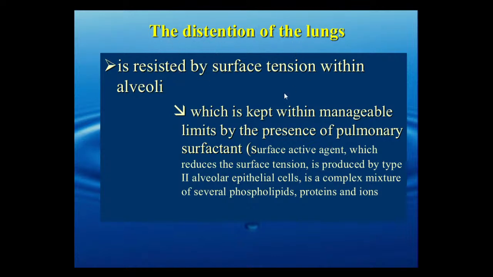The distension of the lungs is resisted by surface tension in the thin alveoli, which is kept within manageable limits by the presence of pulmonary surfactant. Surfactant, as you should know already, is a surface active agent which reduces the surface tension. It is produced by type 2 alveolar epithelial cells, and it is a complex mixture of several phospholipids, proteins, and ions.